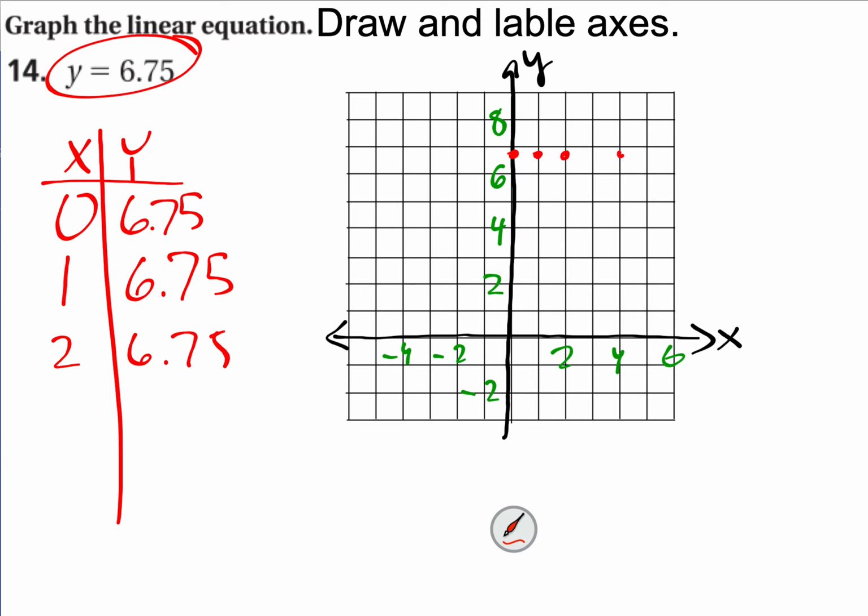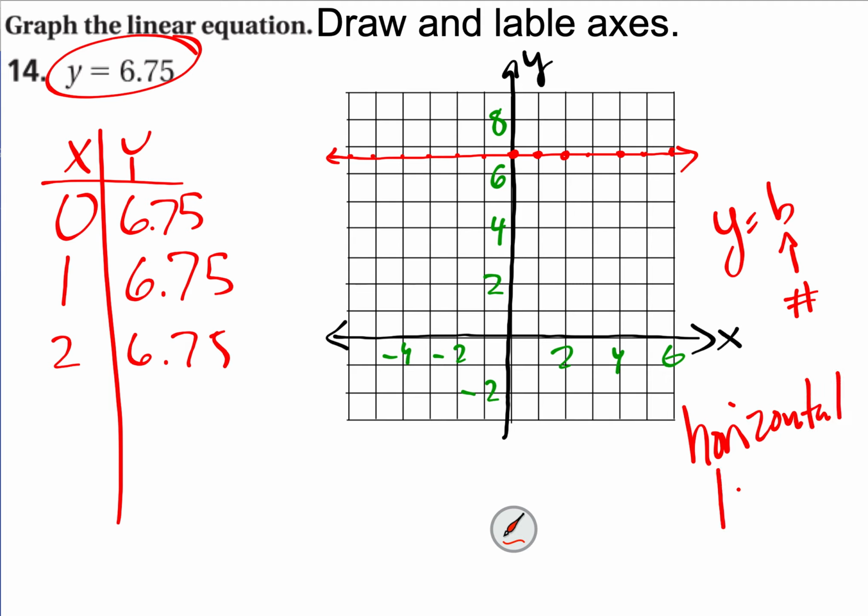From the pattern here, we can see it's just going to keep going across, back and forth. It is a horizontal line. So if you have y equals some number, here I'm going to use a b, then you get a horizontal line. Y equals a number is a horizontal line.